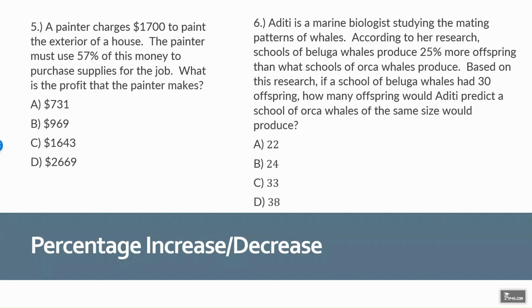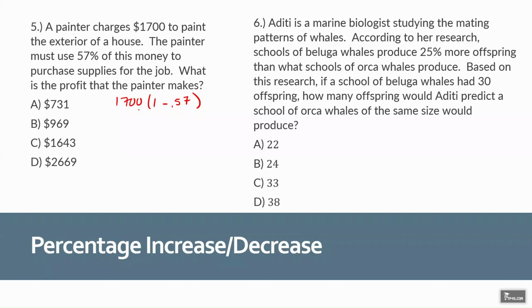Number 5, we have a painter charges $1,700 and he has to use 57% of that to purchase supplies. So we're going to decrease by 57%. In other words, we'll use 1 minus r, where r is 0.57. So 1,700 times 1 minus 0.57.